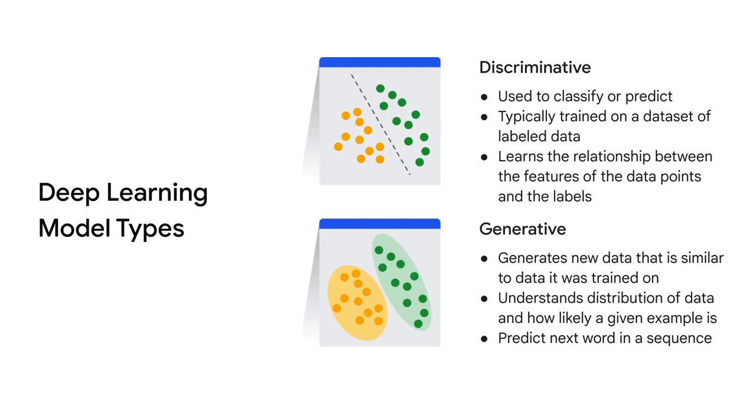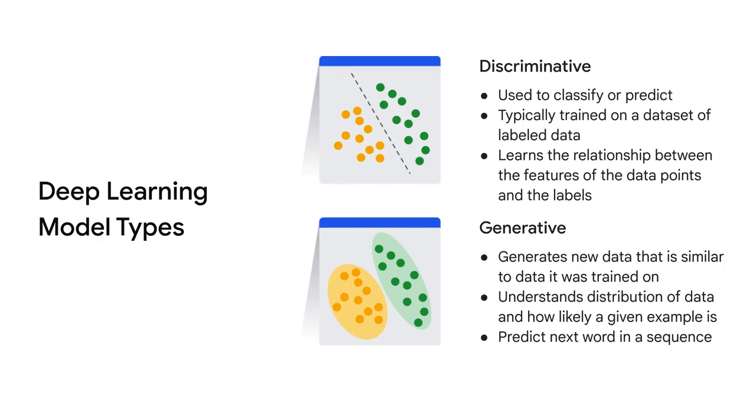A generative model generates new data instances based on a learned probability distribution of existing data. Thus, generative models generate new content.